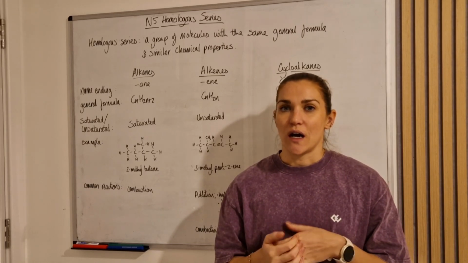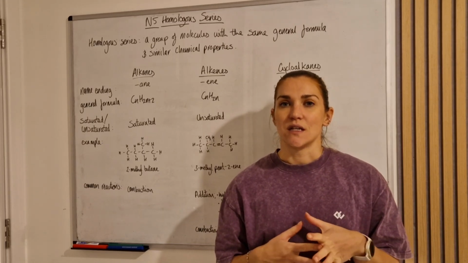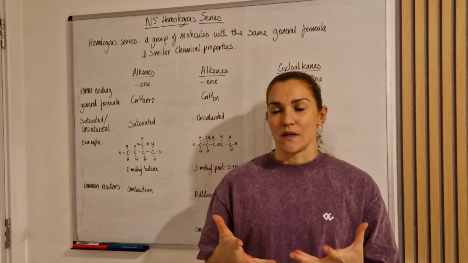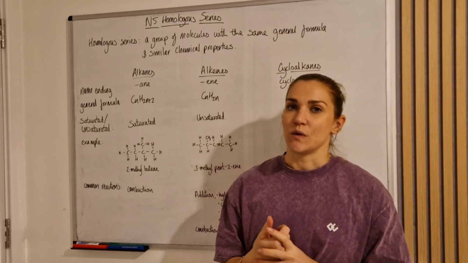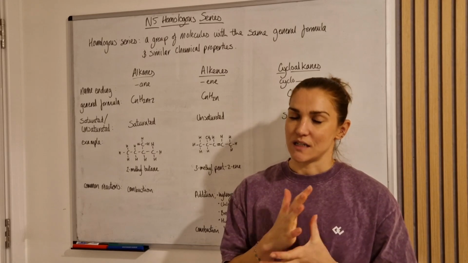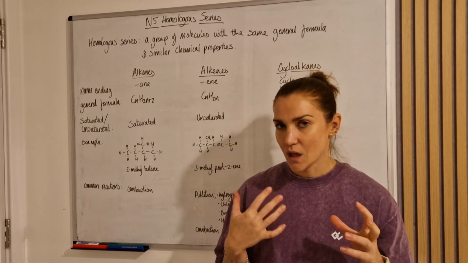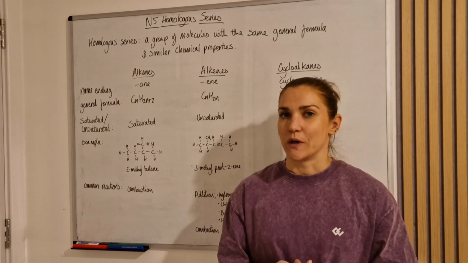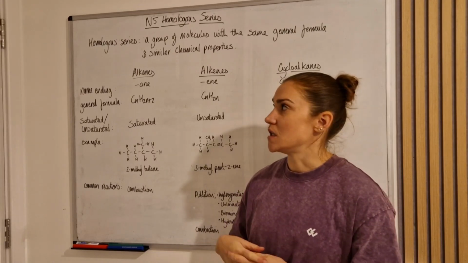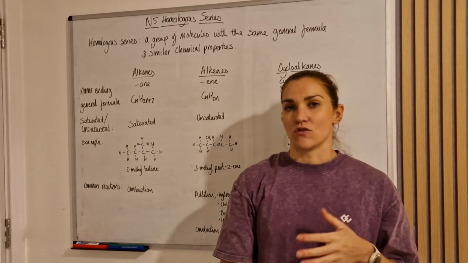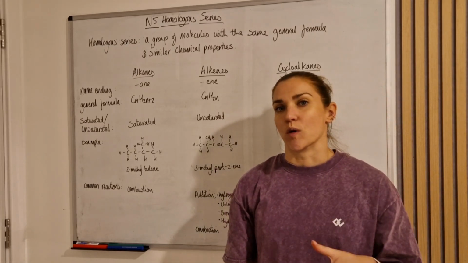And just to remind you, a hydrocarbon is a substance that contains only carbon and hydrogen. So the three hydrocarbon homologous series that we look at in National 5 are, like I said, alkanes, alkenes and cycloalkanes. You need to know word for word the definition of a homologous series, and that is a group of molecules with the same general formula and similar chemical properties.